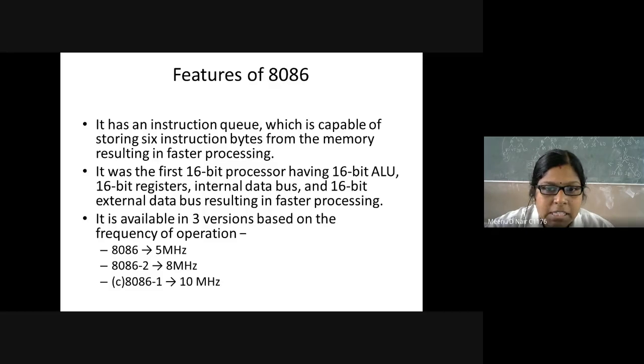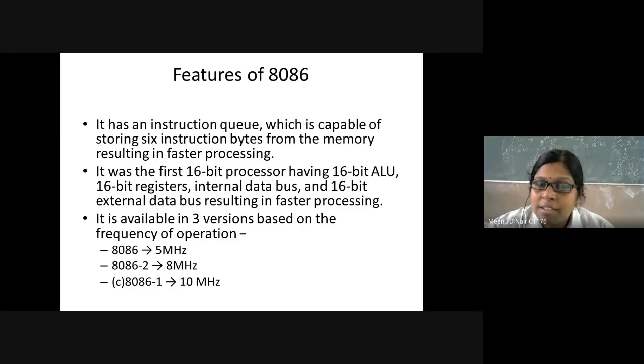Then we have some features. As this is a 16-bit processor, everything is 16-bit. First, the 16-bit ALU is there, then 16-bit registers, then internal data bus, and 16-bit external data bus. All the things are 16-bit. And one of the most important advantages of 8086 is that it has an instruction queue which is capable of storing 6 instruction bytes at a time.